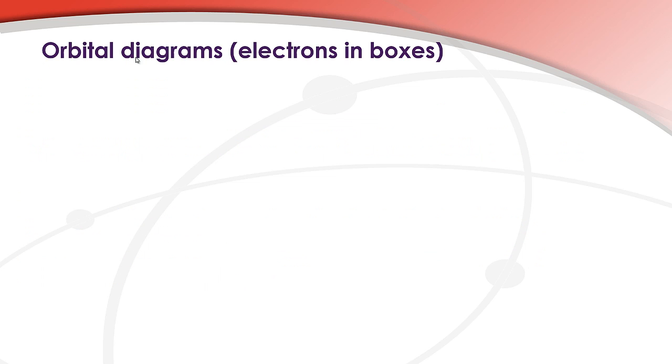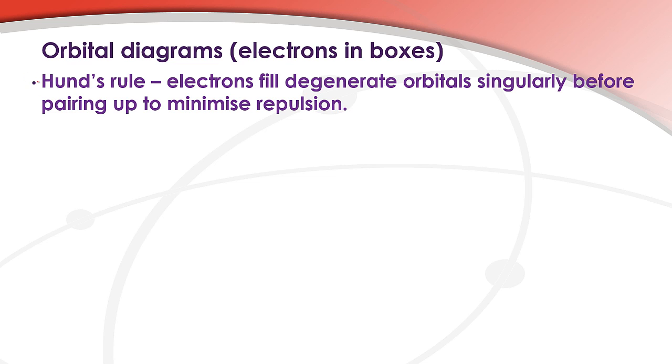Orbital diagrams, or electrons in boxes. Let's start by looking at Hund's rule. Electrons fill degenerate orbitals. Degenerate orbitals are those orbitals which have the same energy. So electrons fill degenerate orbitals singly before pairing up, to minimize repulsion between electrons. So let's look at an example.